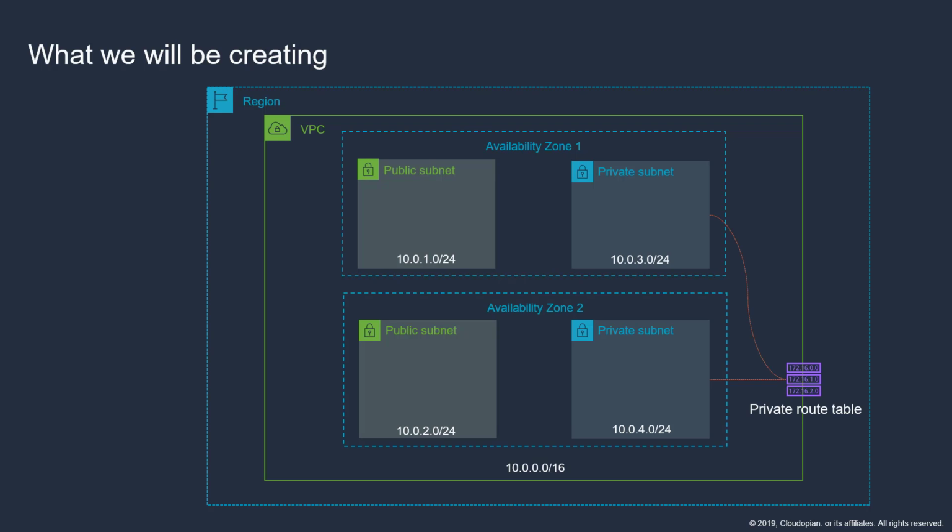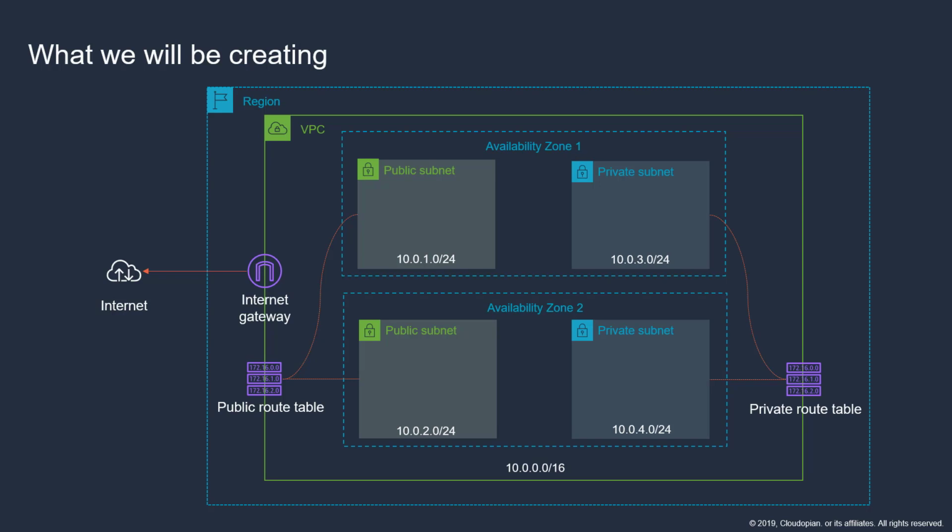We are going to create a private route table that will route traffic within the subnets in the VPC. And then we are going to create an internet gateway, attach it to the VPC, then configure a public route table to route traffic through the internet gateway to the internet.